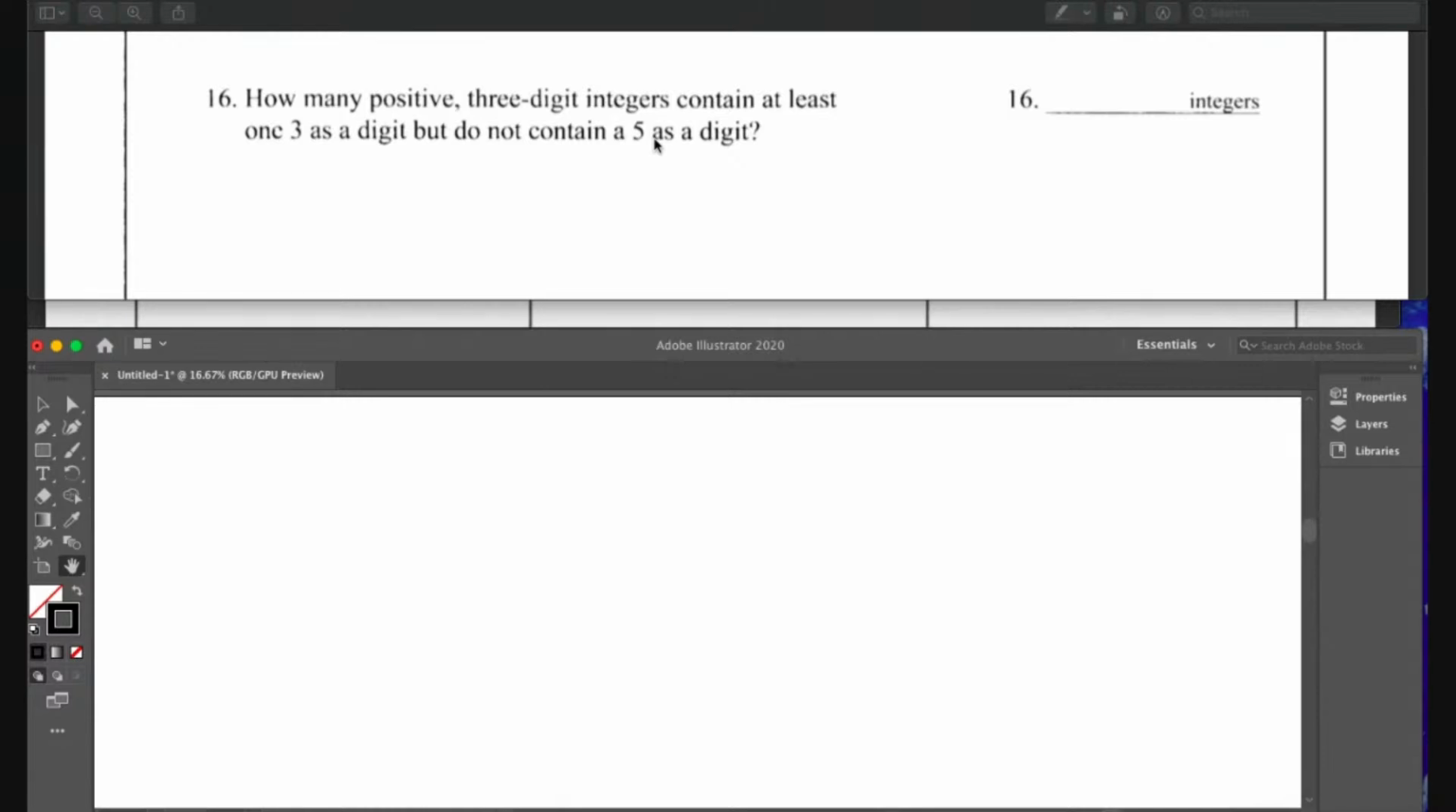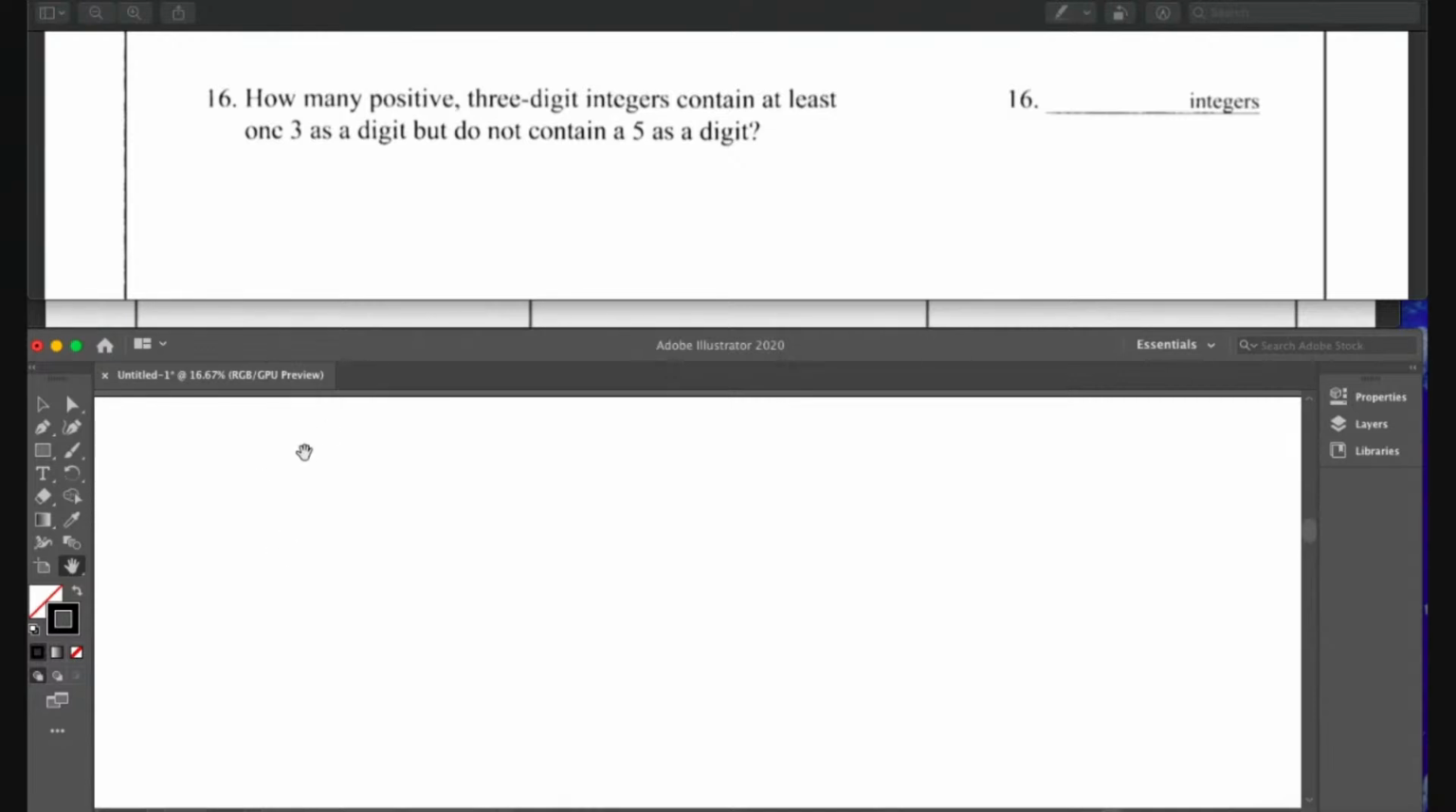So for this one, I feel like casework is pretty effective, because we're not going to have many cases for where threes are going to be, since we're just working with three-digit integers. There's not going to be a lot of casework. You could probably do this without casework too, but it's also going to be a little bit weird. So I think casework is fine for this. So we're going to do casework depending on where our threes are located.